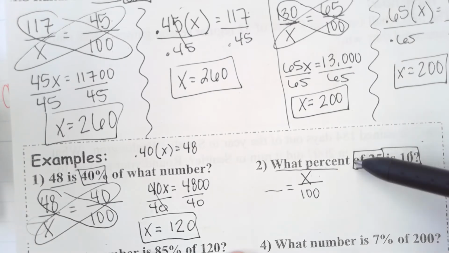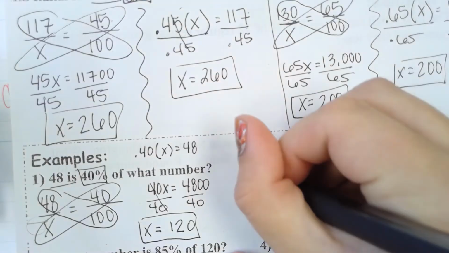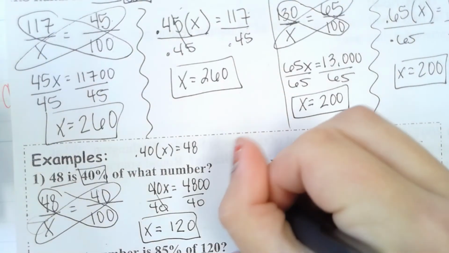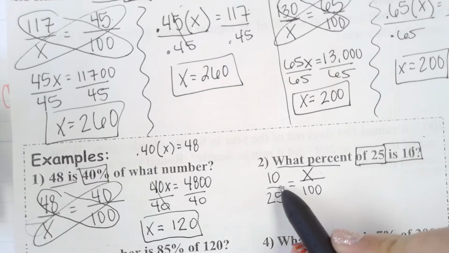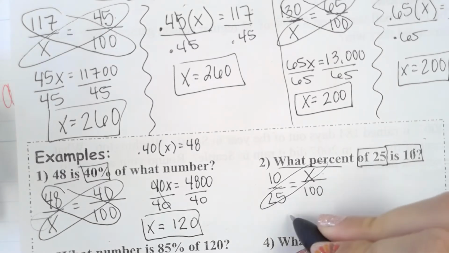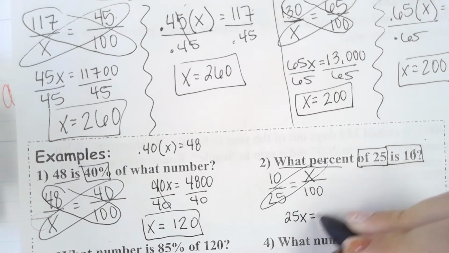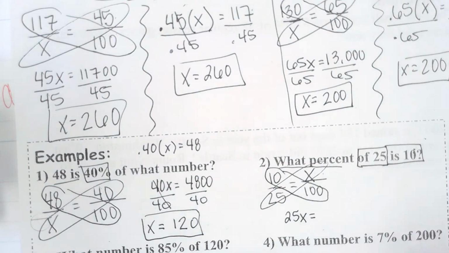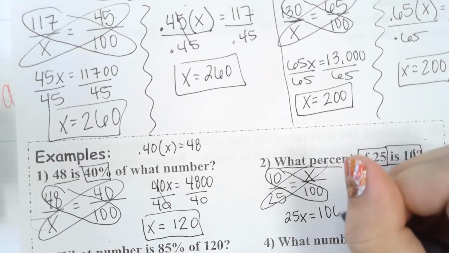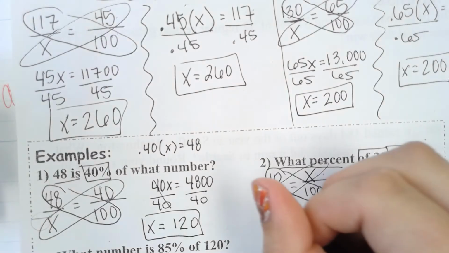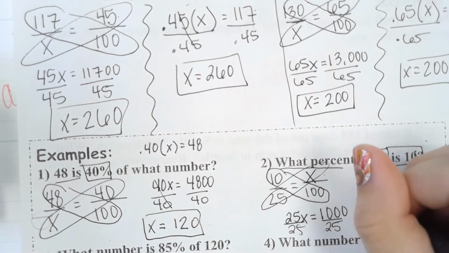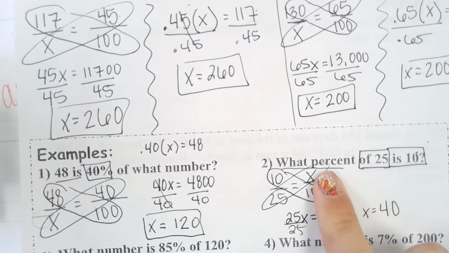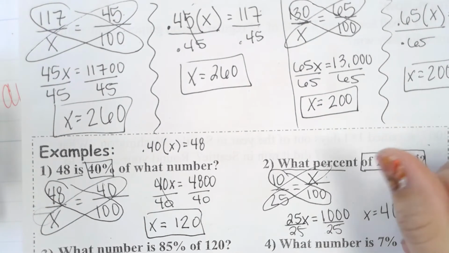Well, 10 is part of 25, so 10 is going to represent our is, and then 25 is going to represent the total, or the of. So this is how your proportion should have been set up. Cross multiply, so 25 times x is 25x. 10 times 100 is 1,000. And then if you were to divide both sides by 25, you should get an answer of x equals 40. And remember, we're trying to find the percent, so this should be 40%.